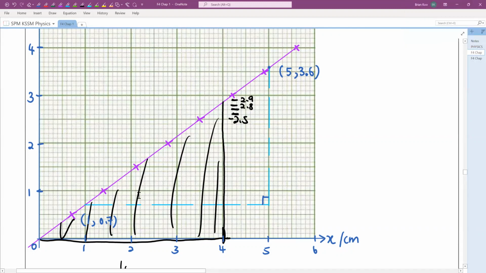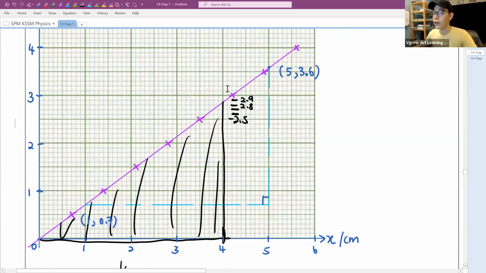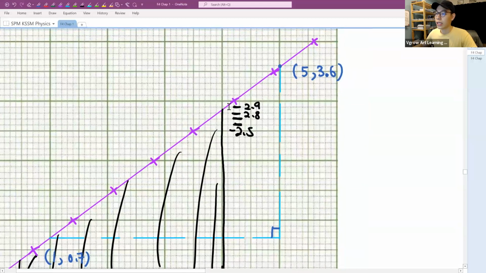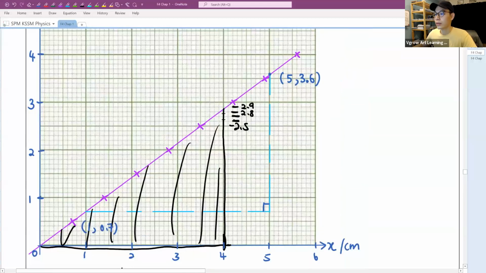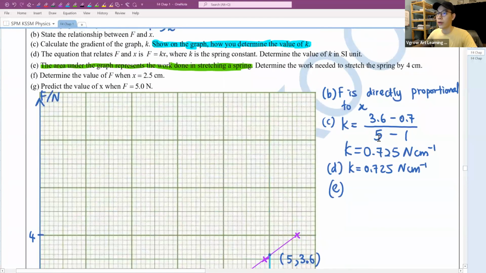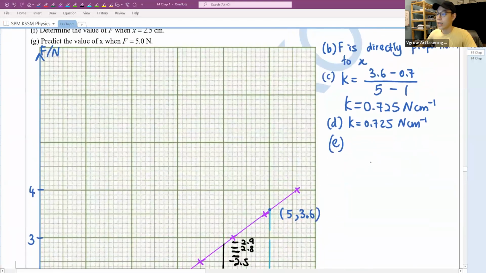I got 2.9. Okay, it depends on your graph. If yours really is at 2.9, then take 2.9. If it's in the middle, then you take the middle. It will be more accurate. So yours might be slightly different from mine. That's fine. Basically, we will just do half times base times height.